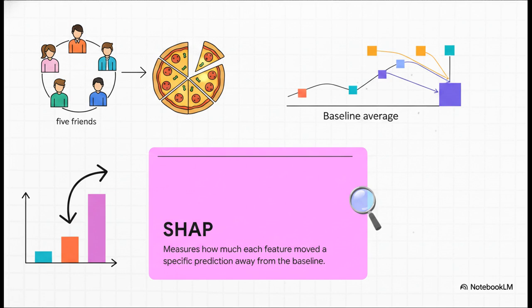Think of it like 5 friends pitching in to buy a pizza. If one guy eats 3 extra slices, he should probably pay a bit more of the bill, right? Well, SHAP does exactly this for your data. It calculates precisely how much each feature contributed to moving a specific prediction away from the baseline average.